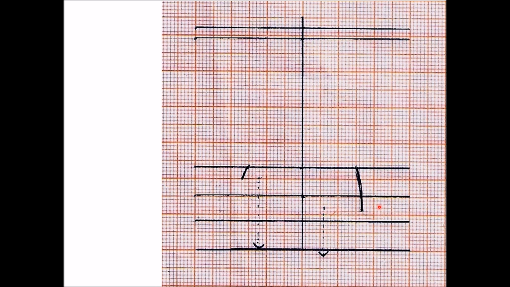Whenever I see the mesiolingual cusp, I always have to draw it higher by 2 millimeters than the occlusal plane. As you can see here, it is not on the occlusal plane, it is higher by 2 millimeters. This is the position of the buccal cusp tips, and this is the position of the lingual cusp tip.